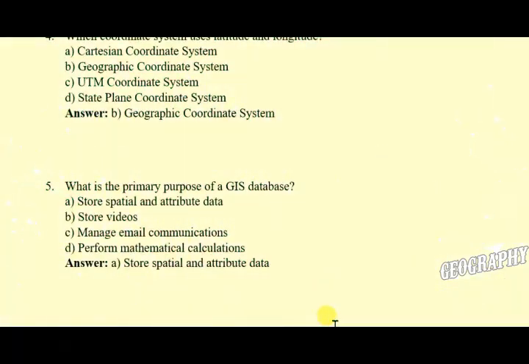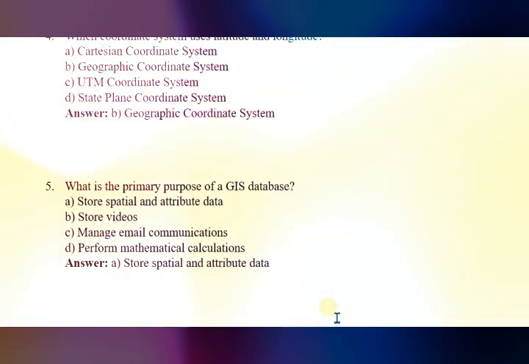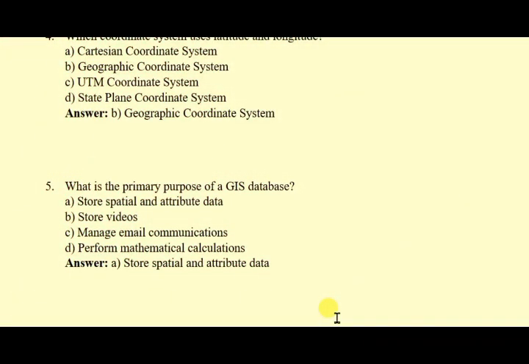The fifth question is, what is the primary purpose of a GIS database? Store spatial and attribute data, store videos, manage email communication, perform mathematical calculation. Here the right answer will be store spatial and attribute data.